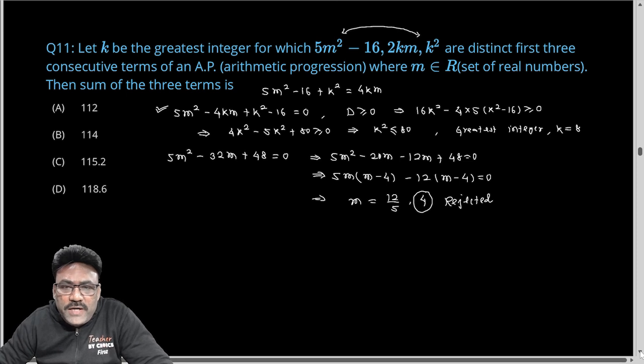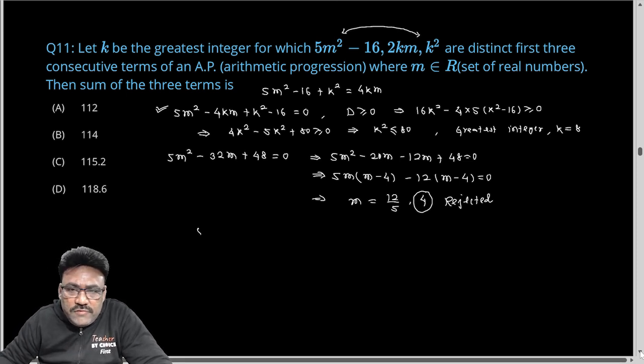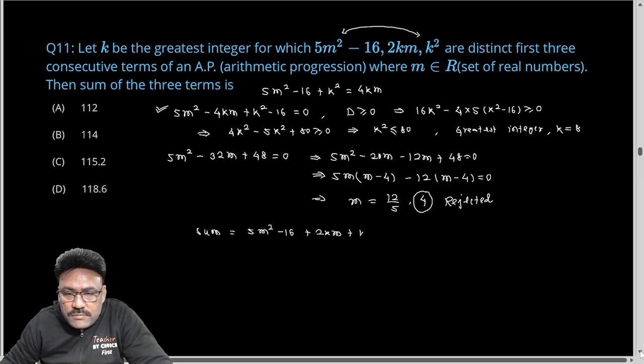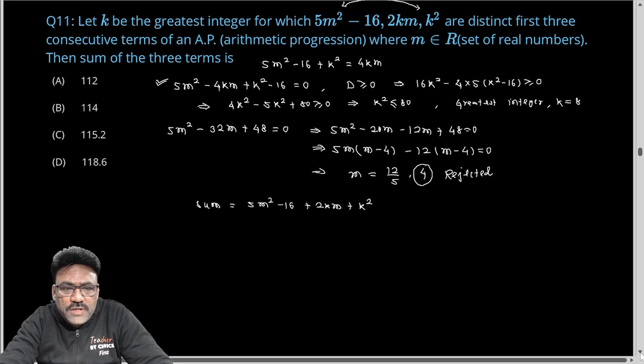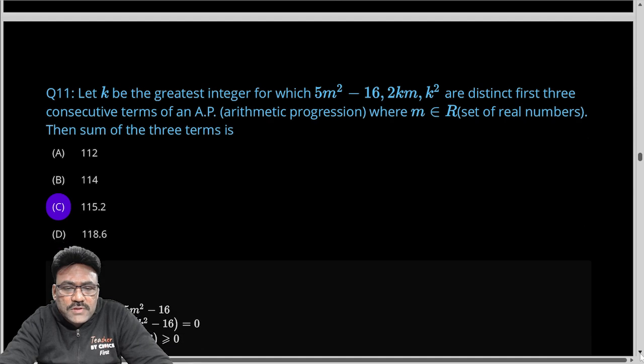Now I have to add these three terms. They are asking the sum of the three terms. So what will be the sum if I add? The sum will be 5m square minus 16 plus 2km plus k square. Put k is equal to 8 here, m is equal to 12 by 5 here, you will get your answer. And your answer is 115 by.